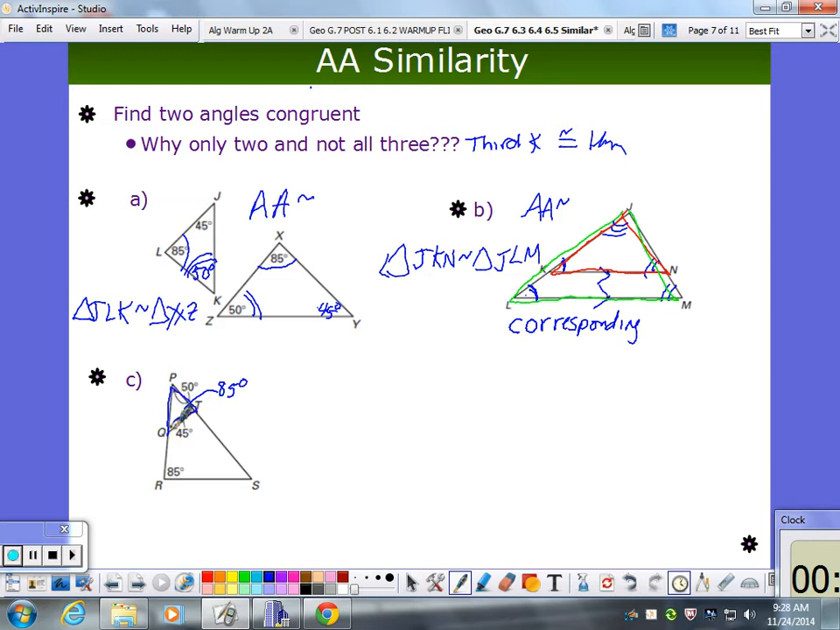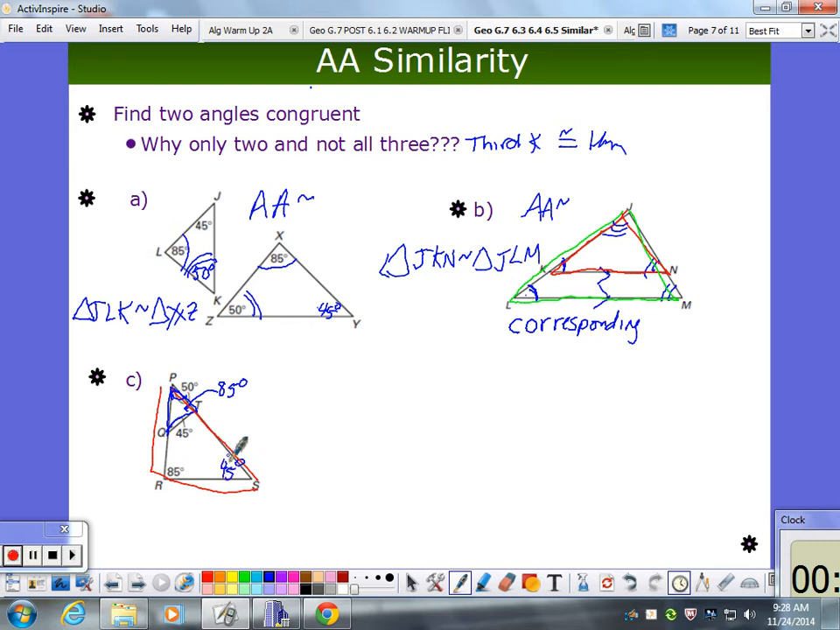Is there another triangle? Now this triangle, the big one, I go all the way around this way. So what's this measure here? Oh, wait, what's this one? That's going to be the same as the other one, right? So that one's 50. Then in the small one it's 50, for the big one it's 50, 85, and this one's 45.